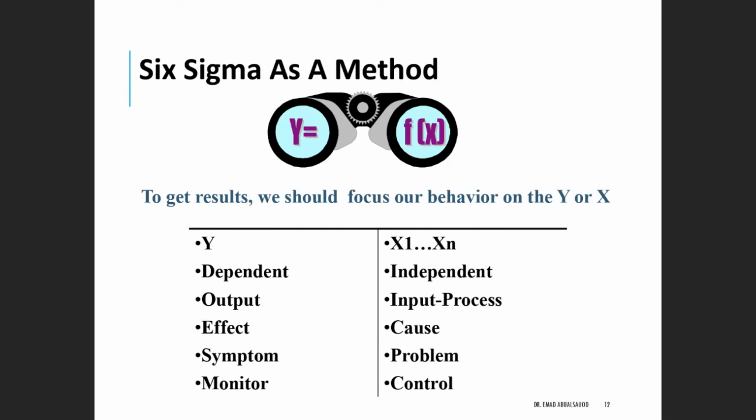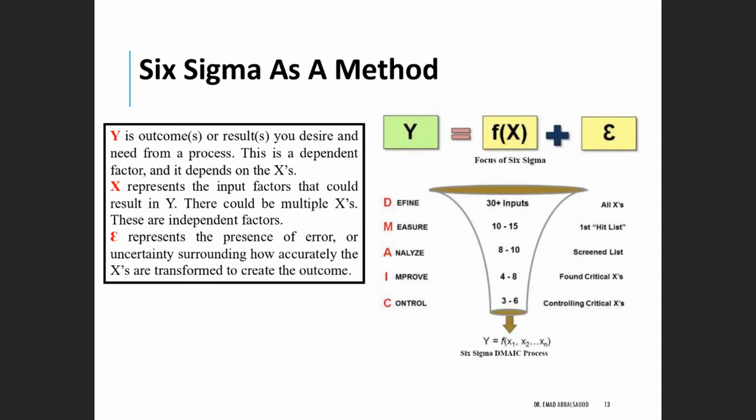And Six Sigma as a method, to get results, we should focus on the behavior of the Y or X. Y is the result of a function of X. For example, if we focus on the causes of the problem, we will definitely have an impact on the effect of those causes. It means that if we focus on the causes, we treat the symptom of the problem, and so on. So it's an input and output process type of thing. If you work on the input, you will have results on the output.